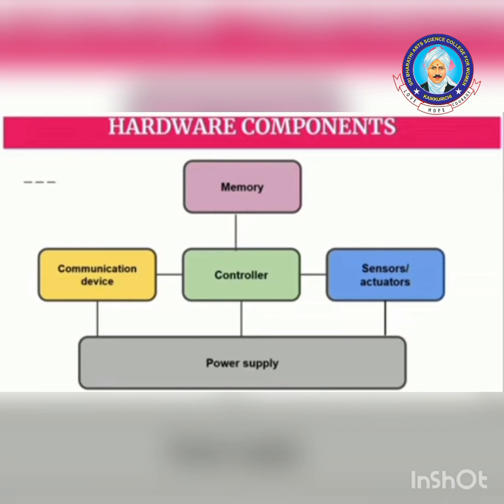Memory is used to store the programs and data. Different types of memories are used to store the data. Last one is a power supply. Nodes get energy from the environment. Batteries are the major part of the power supply. Let's see briefly all these 5 components.